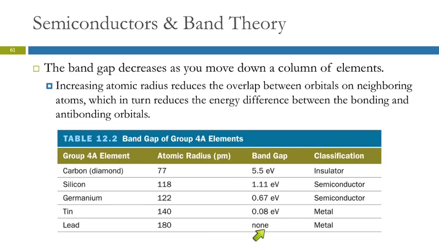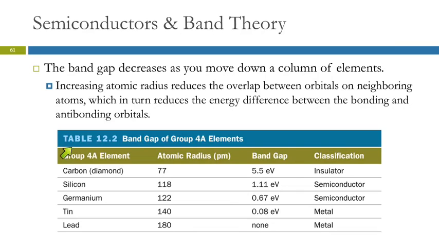Lead is a metal, it has no band gap. There's no gap between the conduction band and the valence band. Tin is also a metal, it has a very small band gap. Germanium and silicon are semiconductors. They conduct a little bit, and diamond has a band gap of 5.5 electron volts, and so that large band gap makes it an insulator.